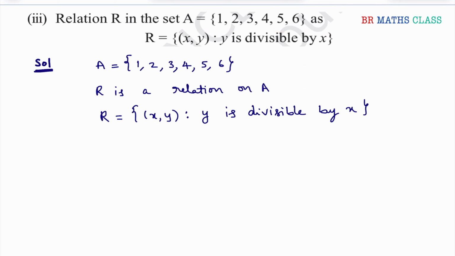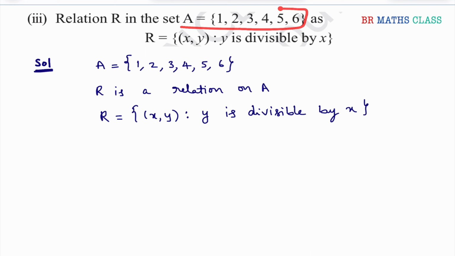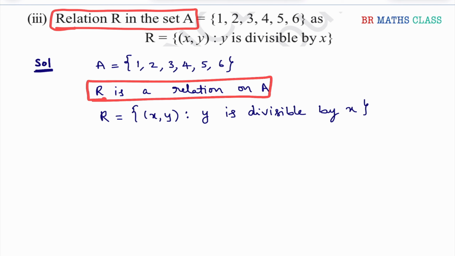As usual, in this first question, for all the bits, first we'll write three steps. First one is: the relation is on which set. If you observe, this relation is on this set A, so I have written set A. Second step: they have given that R is a relation in set A, that is, R is a relation on A. That means R is a relation from A to A, that means R is a subset of A cross A.